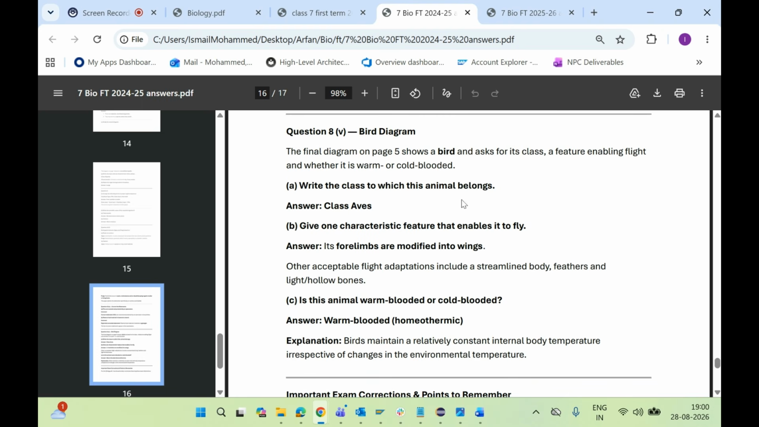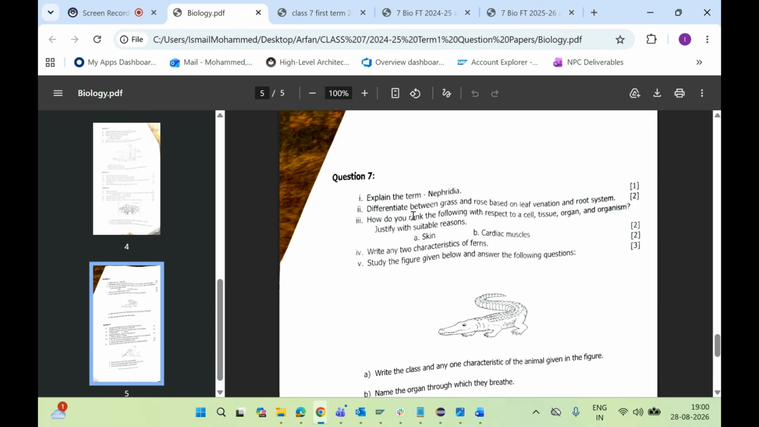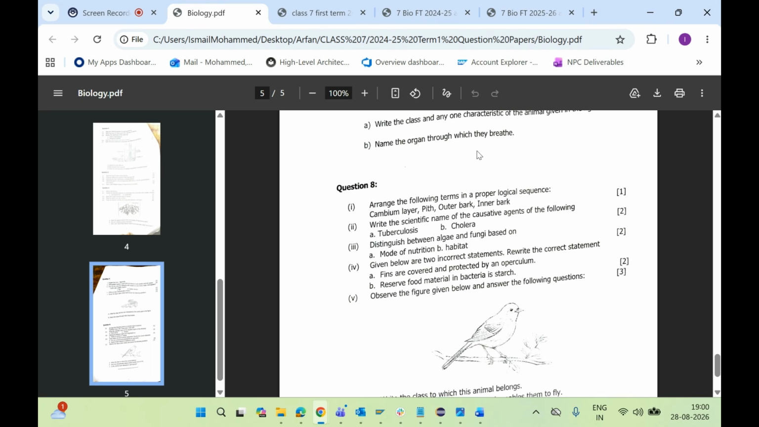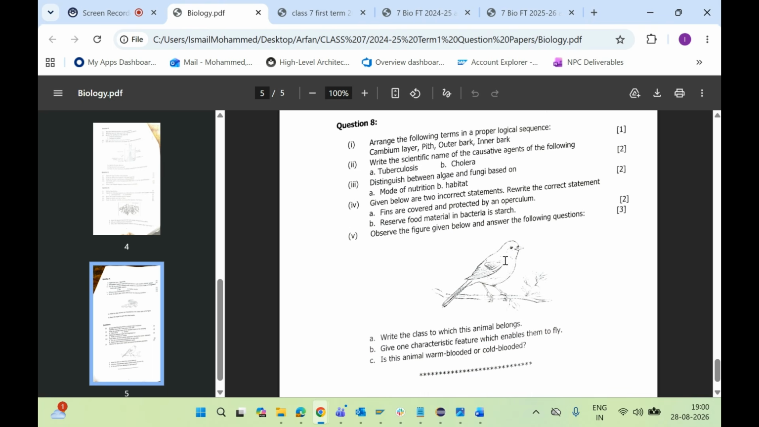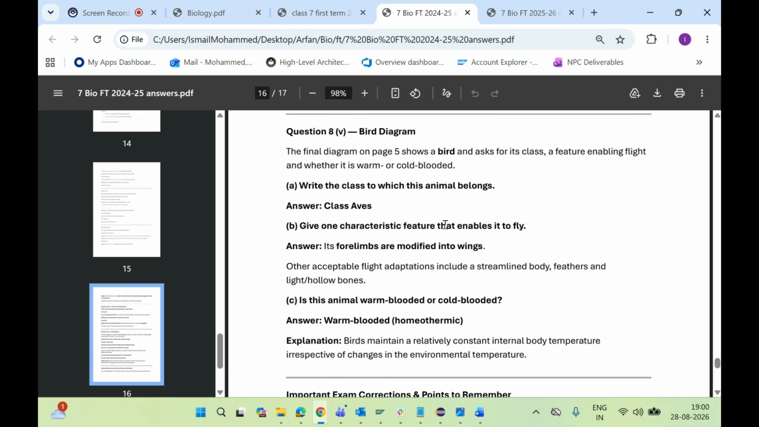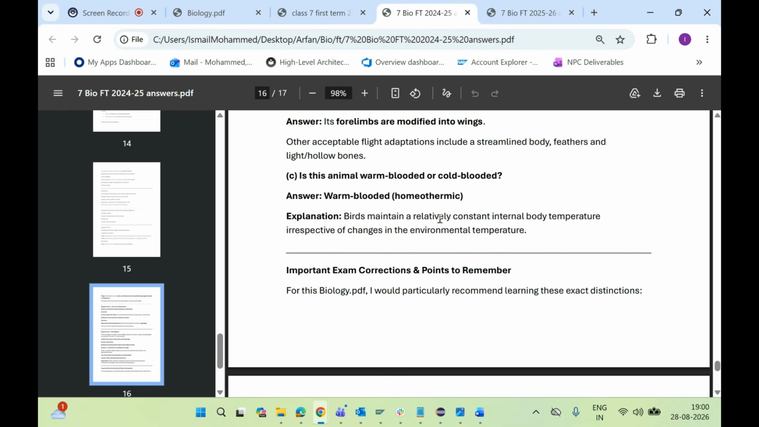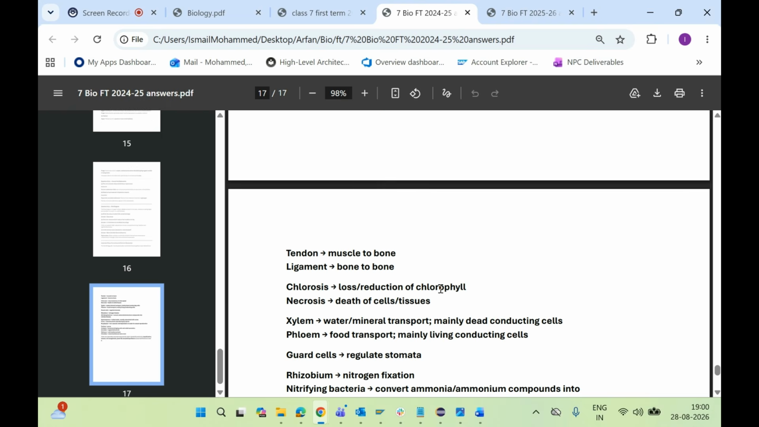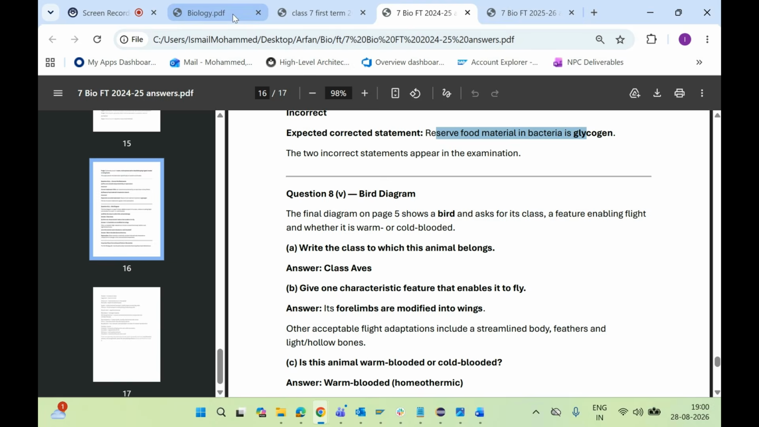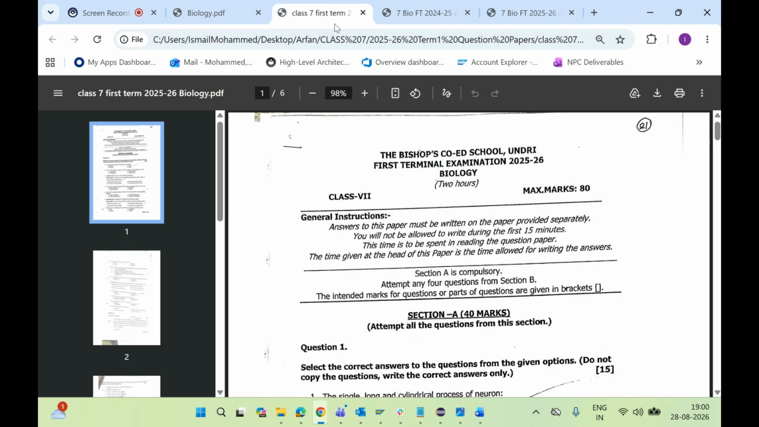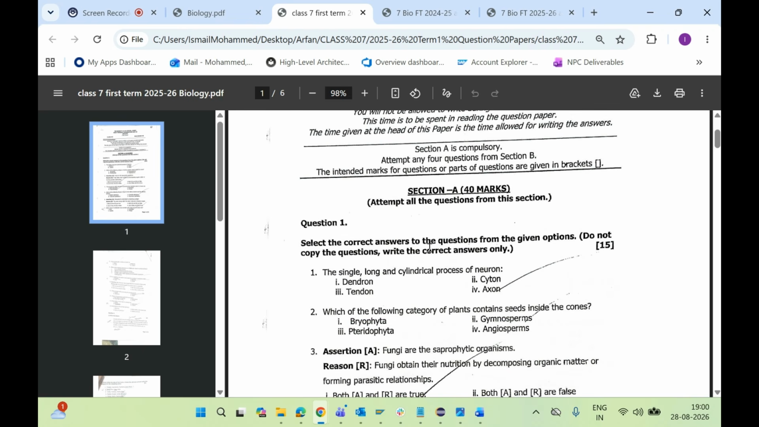Okay. The final diagram, the bird diagram, what it shows. Okay, where is it? Okay, this is the bird diagram. So what is it asking? The class to which this belongs: it belongs to class Aves. One characteristic: has four limbs and wings, modified forelimbs. Is this animal warm-blooded? Yes, it is warm-blooded. I think that's all. With this, the entire paper of 2024 is done. So we go to the next paper, which is 2025, and the answers are as follows.